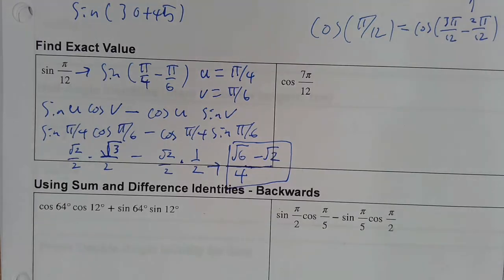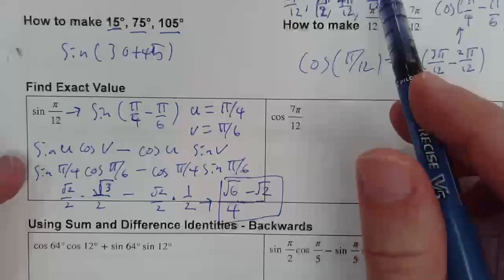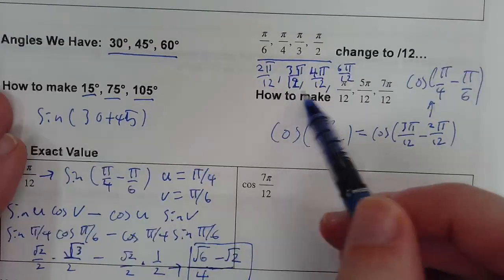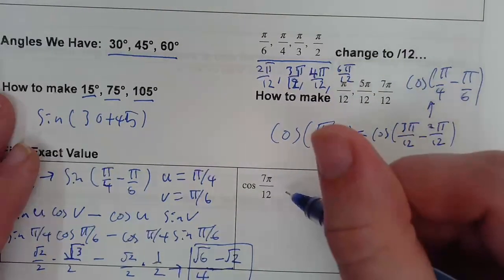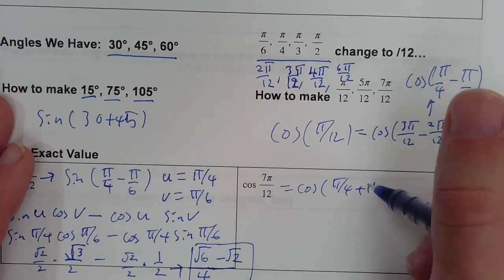Okay, guys, help me out here. 7 pi over 12, how do you make that with these values up here? Pi over 3 and pi over 4. There's multiple ways to do it, but yes, 3 pi over 12 and 4 pi over 12 would make 7 pi over 12. So that's like saying pi over 4 and pi over 3. So this is equal to cosine of pi over 4 plus pi over 3. Did we get that far, guys?